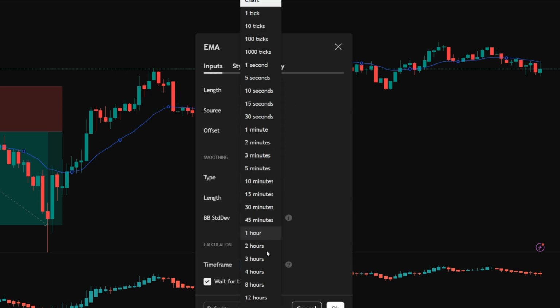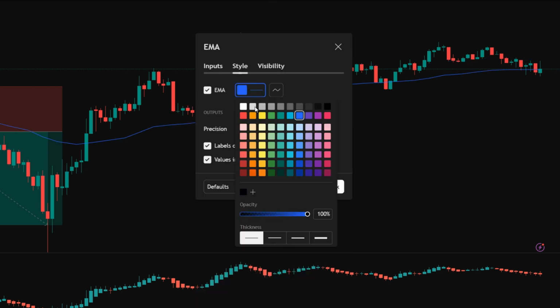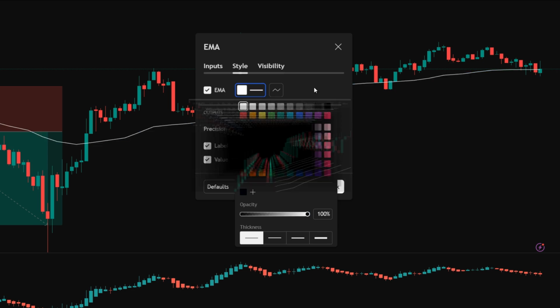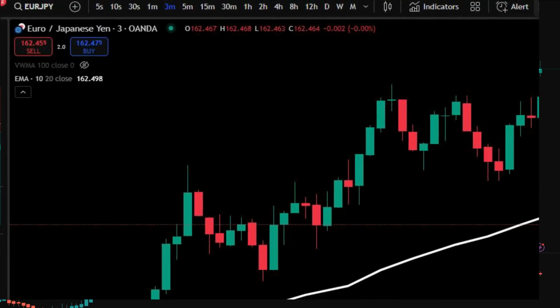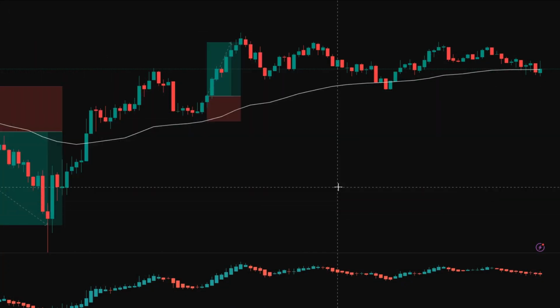After that, change its time frame to 10 minutes. And under the style tab, change its color to white for easy chart reading. And last and very important point, the chart to trade has to be 3 minutes. Plus, never forget to journal your trades. But if you think this strategy is too complicated, then watch this stupid one candle method to trade.